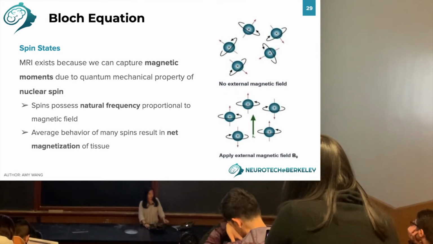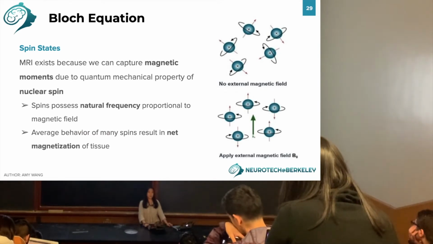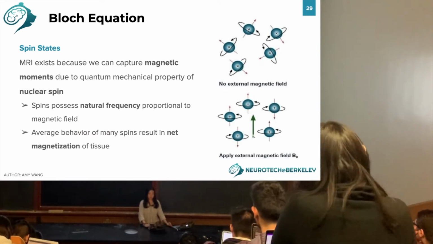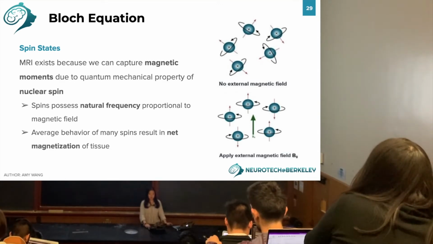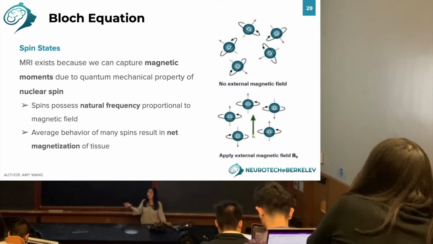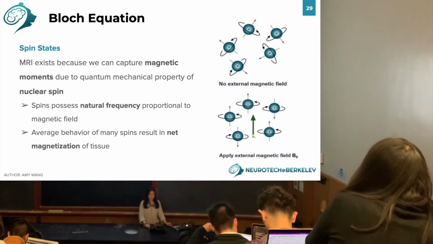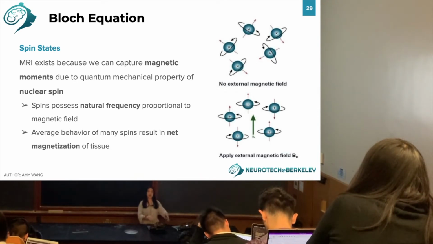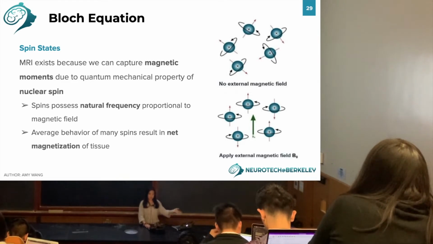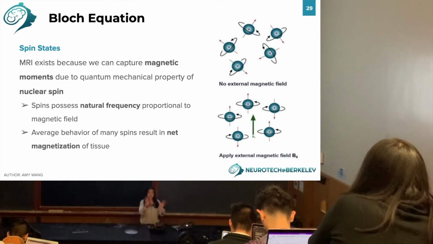Okay, continuing with the Bloch equation, spin states are really important in MRI. MRI literally exists because we can capture the magnetic moments due to the quantum mechanical property of nuclear spin. Spins possess a natural frequency that's proportional to the initial magnetic field. This is called the Larmor frequency. And basically that magnetization of tissue, yeah.